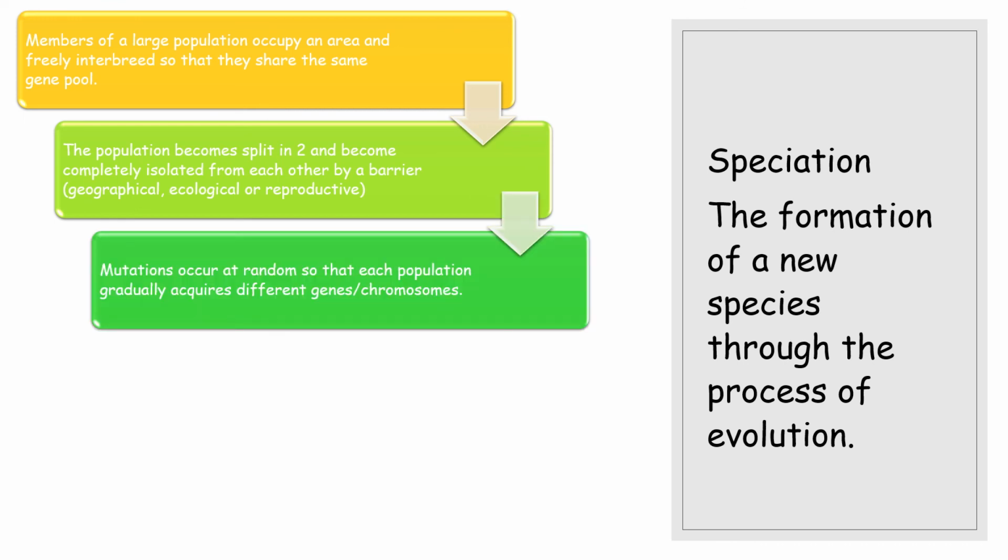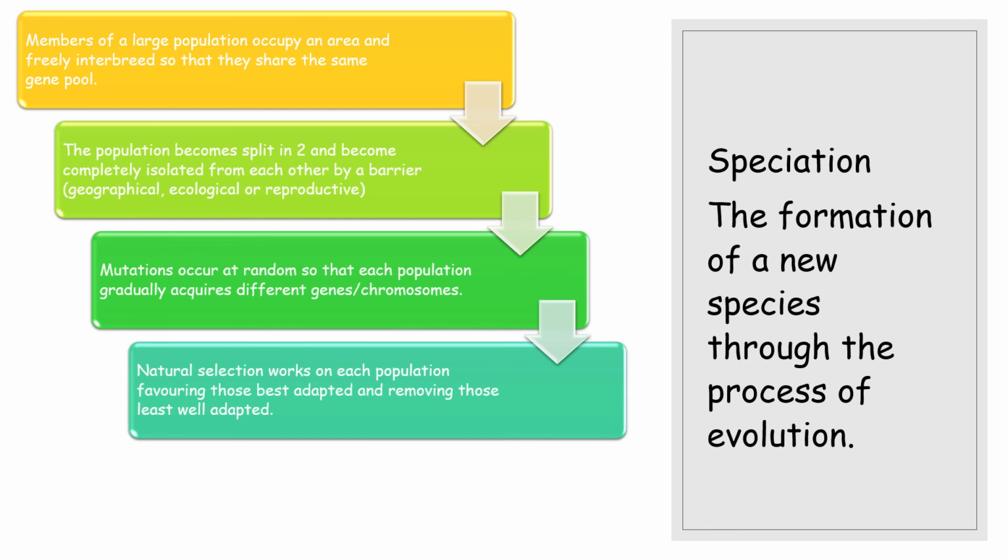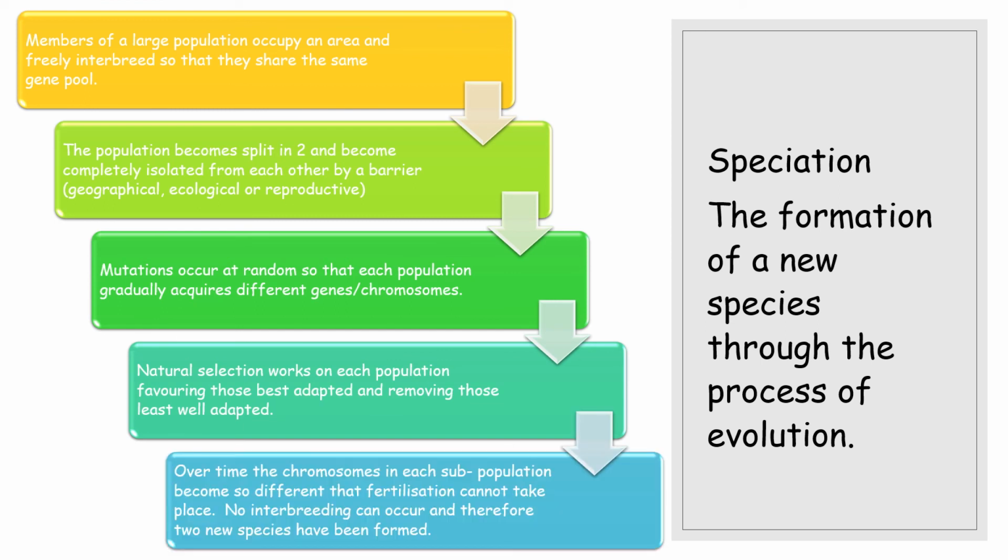Mutations occur at random in each population. They therefore gradually acquire different genes and chromosomes. Natural selection then works on each population, again favouring the best adapted so they can carry on breeding and passing on their genes to the next generation, and removing the least well adapted, so again removing them from the gene pool so they can't pass on their genes to the next generation. And then over the course of time, the chromosomes in each subpopulation become so different that fertilisation cannot take place. So we get no interbreeding between the two new species that have been formed.